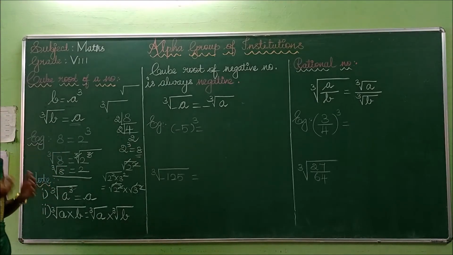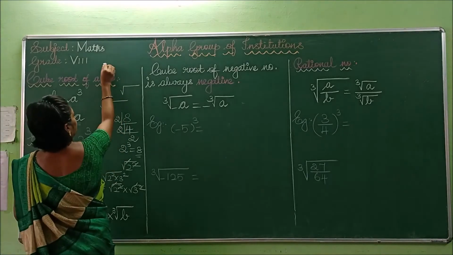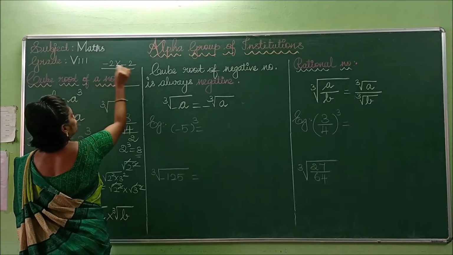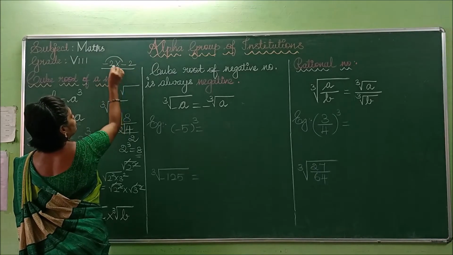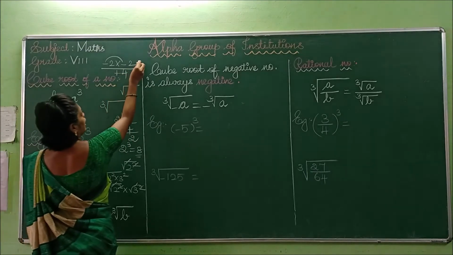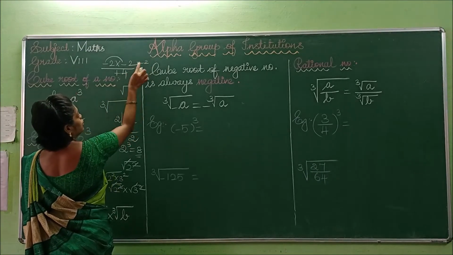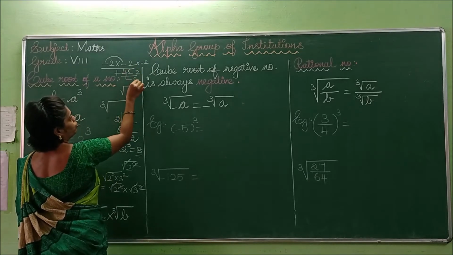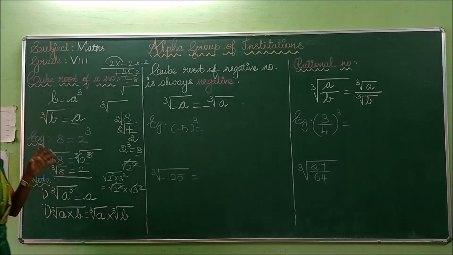Then the cube root of a negative number is always negative, but the square root of a negative number cannot be negative. For example, if you multiply two terms of minus 2, minus into minus is plus, 2 twos are 4. But if it is a cube root, you multiply with another 2: plus into minus, 4 into 2 is 8. But the cube root of a negative number is always negative.